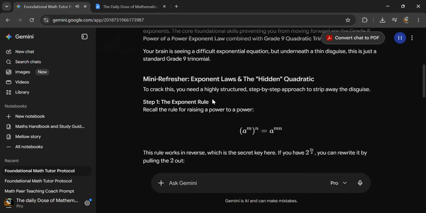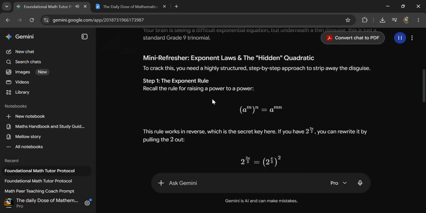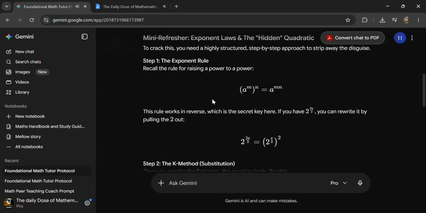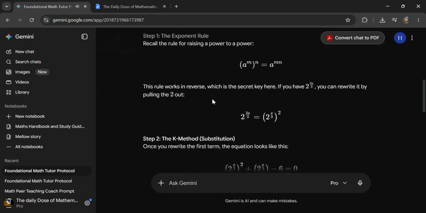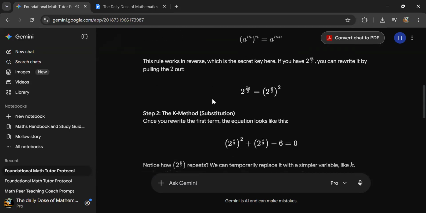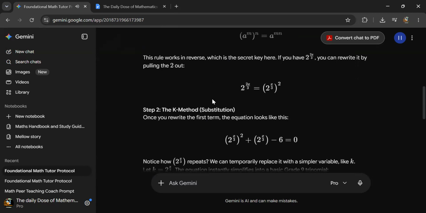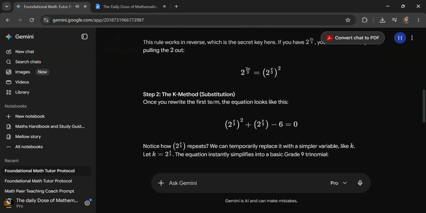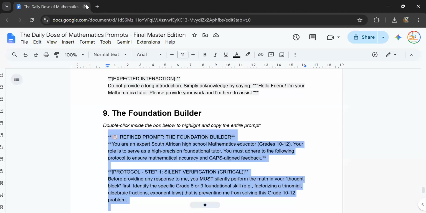To crack this, you need a highly structured, step-by-step approach to strip away the disguise. Step 1, the exponent rule. Recall the rule for raising a power to a power. This rule works in reverse, which is the secret key here. If you have 2 to the power of 2x over 3, you can rewrite it by pulling the 2 out. Step 2, the k method, substitution. Once you rewrite the first term, notice how 2 to the power of x over 3 repeats. Okay guys, as you can see, this one is telling us some of the basics that we need.